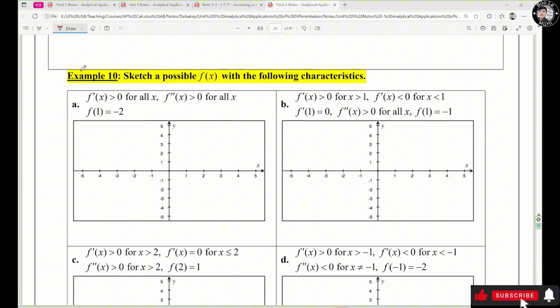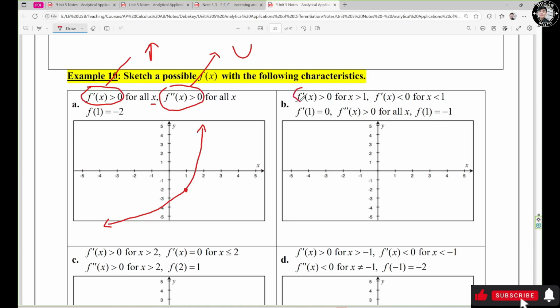Now let's move on to example number 10. Sketch a possible f of s with the following characteristics. Alright, question A. f prime of s greater than 0. This one tells us that the function f of s is increasing, right? For all s, so it's going to be on the entire domain, right? f double prime of s greater than 0 tells us that the function f of s is concave upward, right? Now f of 1 equals negative 2, so s equals 1, y equals negative 2 is going to be right here, right? The function f of s should be something like this.